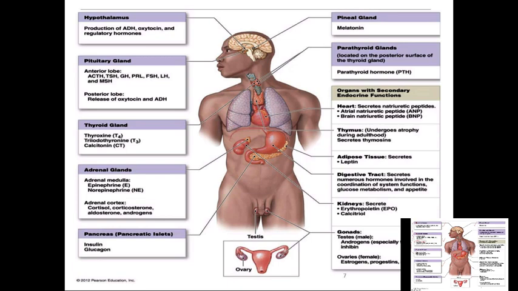Now, if there's a posterior pituitary, of course, there's going to be an anterior pituitary gland, also known as the adenohypophysis, and it releases adrenocorticotropic hormone, thyroid stimulating hormone, growth hormone, prolactin, follicle stimulating hormone, luteinizing hormone, and melanocyte stimulating hormone.